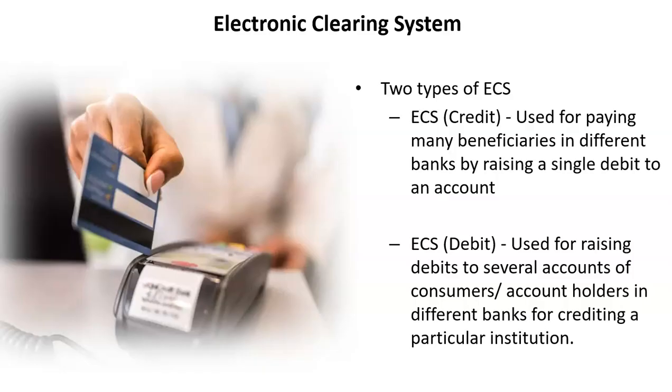So here, many accounts of the customers are debited. We call it ECS debit. When many accounts of the customers are credited, we call it ECS credit. So ECS debit is used for raising debits on several accounts of consumers or account holders in different banks for crediting a particular institution. It can be any service provider also. So I hope this is clear.